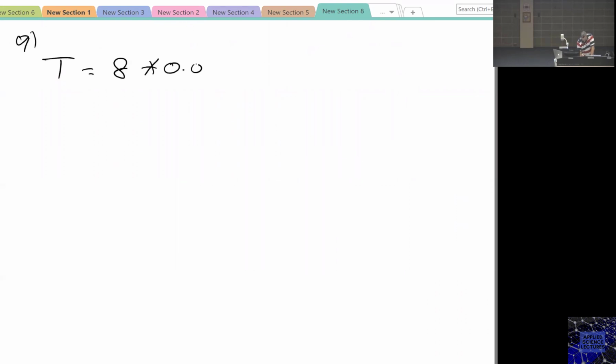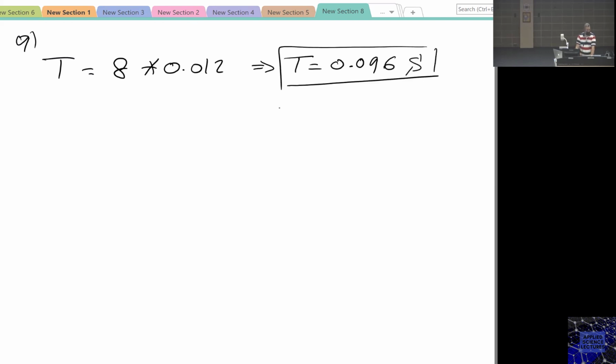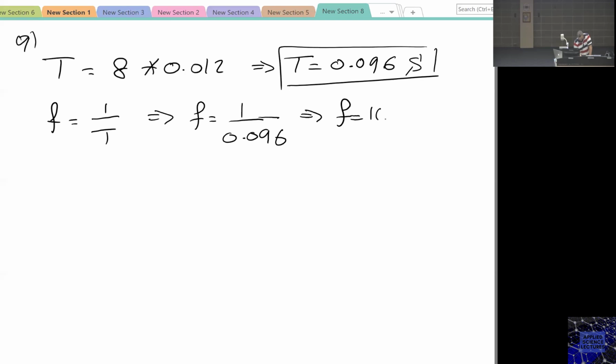is eight times 0.012. T equals 0.096 seconds. That's the period. What's the frequency? Inverse of the period, right? So the frequency is 10.4 hertz.